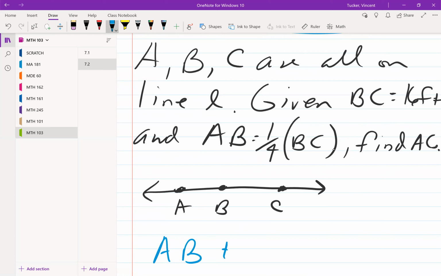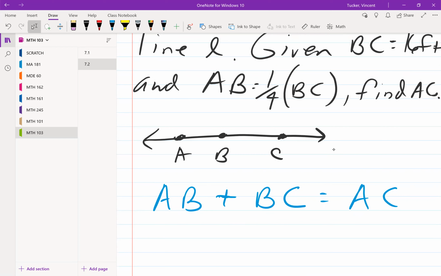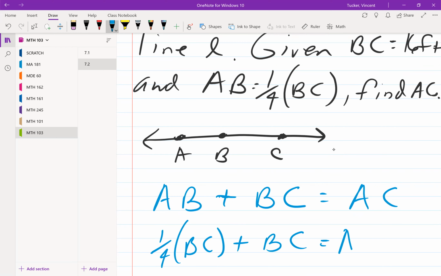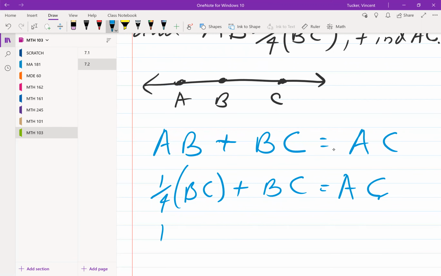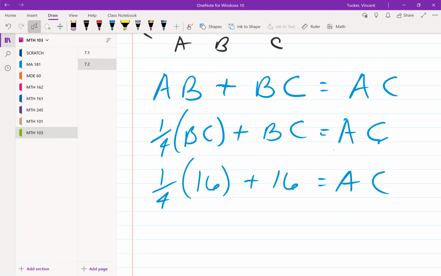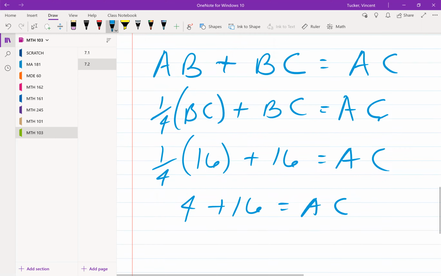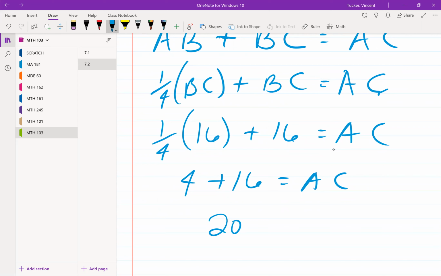A, B, C, and the relationship goes as follows: AB plus BC equal to segment AC. And AB is 1/4 BC. We saw that BC is equal to 16. One fourth of 16 would just be 4. So you just divide the 4 into 16. And then 4 plus 16 is 20. I think we're in meters, no, feet. We're in feet, 20 feet.